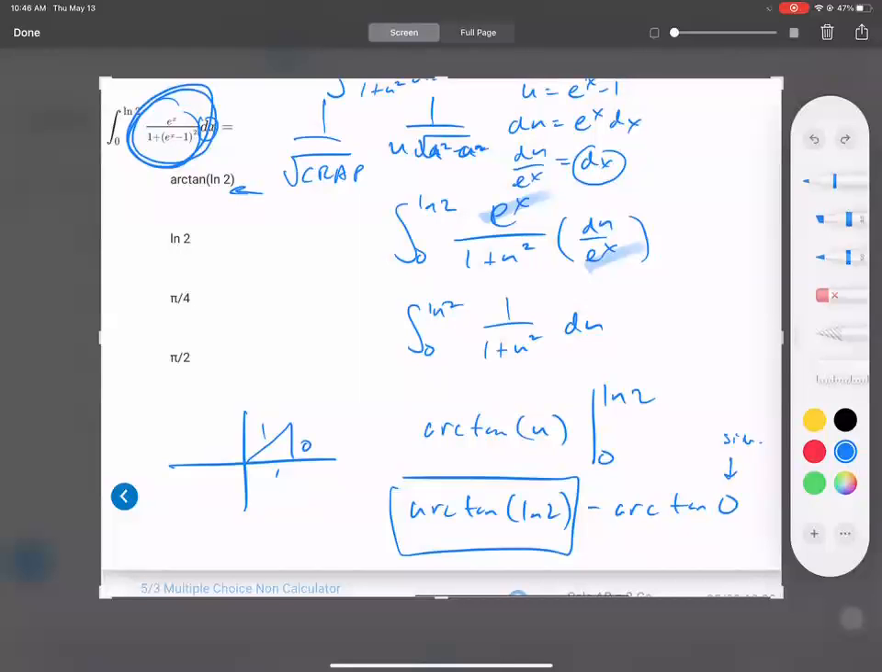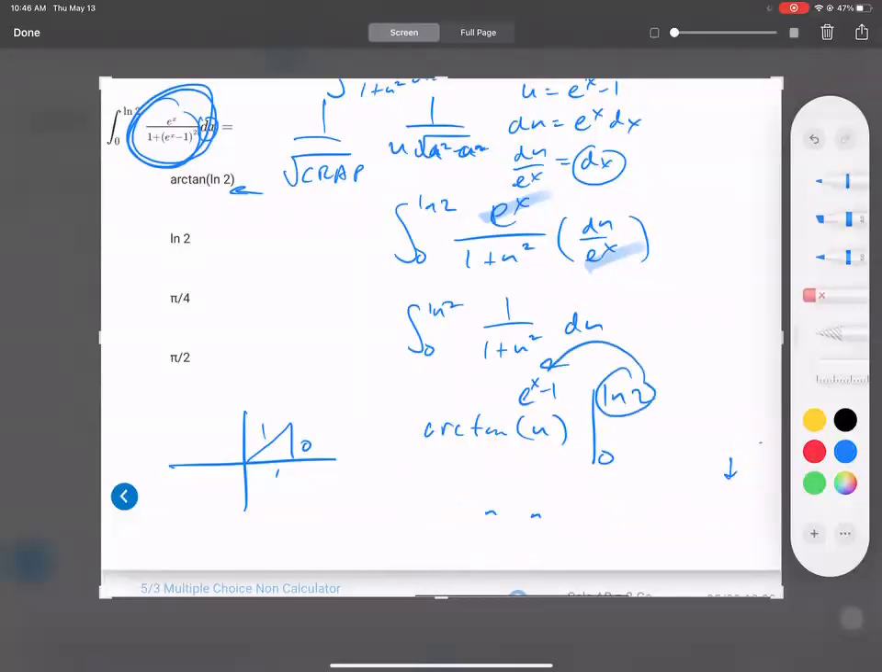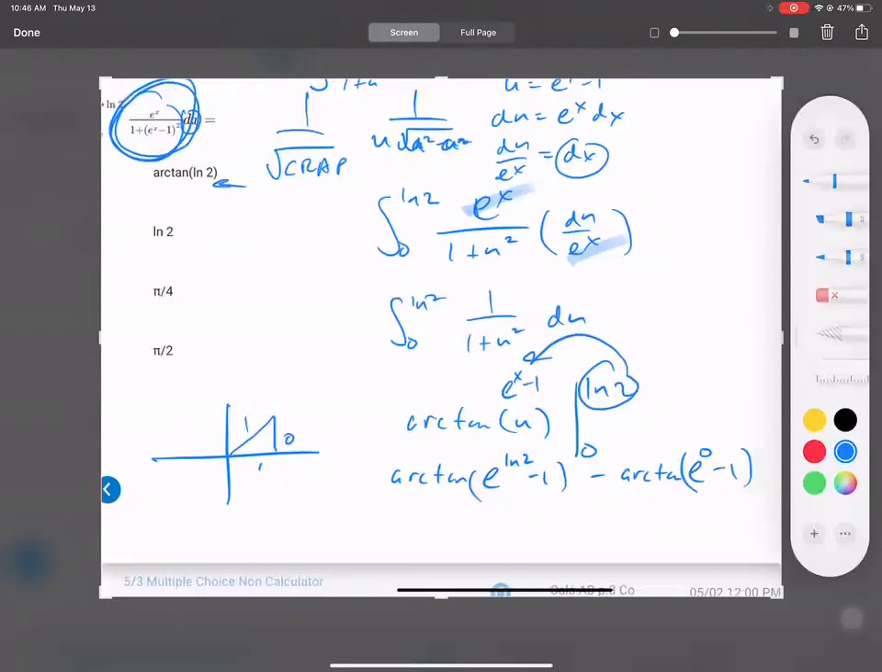Okay, so I messed up. I forgot you have to replace with the e to the x minus 1. You have to replace that back, and then you plug this in here. Oh my goodness, I made a mistake. You're right. I was thinking about that, but then I got caught up in the u. Arc tan of e to the ln of 2 minus 1, okay? And then this is minus arc tan of e to the 0 minus 1, okay? So that's what we were supposed to do. Thank you for catching that.